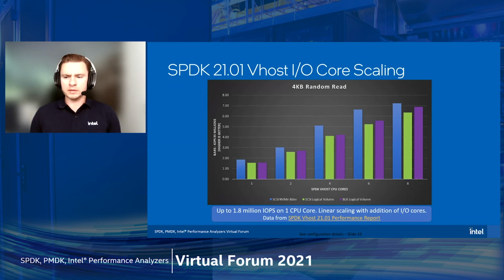The purple bars in the chart represent the block stack with logical volume block devices, and this allows us to compare SCSI and block stacks. As you can see, the scaling for all the test combinations is quite linear, and for the SCSI case, we're able to get to 2 million IOPS on just a single core.